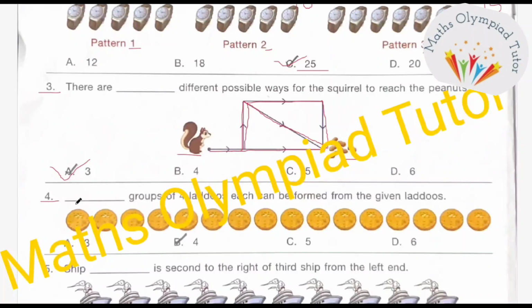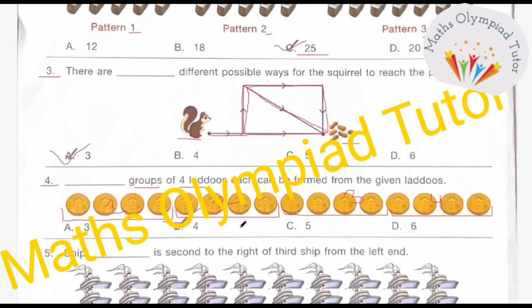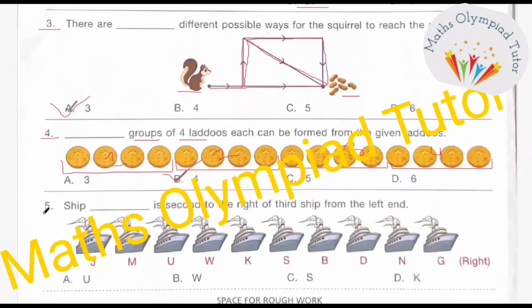Question 4 is dash groups of 4 laddus each can be formed using the given laddus. So what we have to do, only we have to do the grouping part, that is we have to form the groups of 4 laddus. So 1 2 3 4 laddus, 1 2 3 4 again, similarly here. And so how many groups we have formed? This is first group, second group, third group, and fourth group. So in total 4 groups of 4 laddus each. So this was a question which involves grouping, so we should select option B.